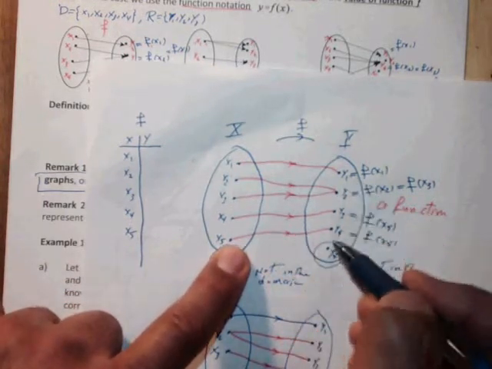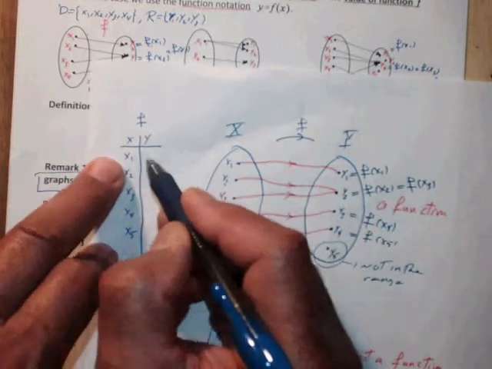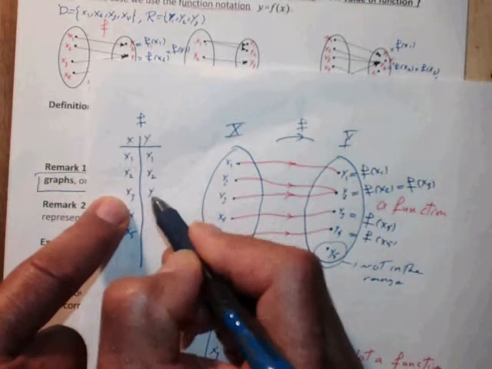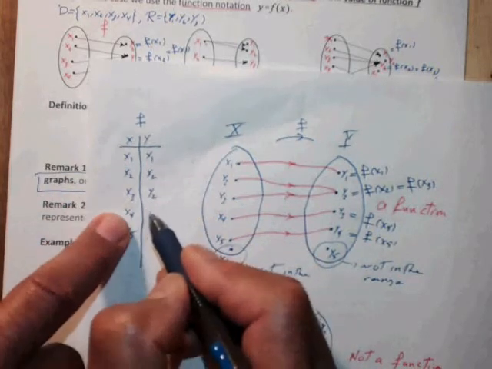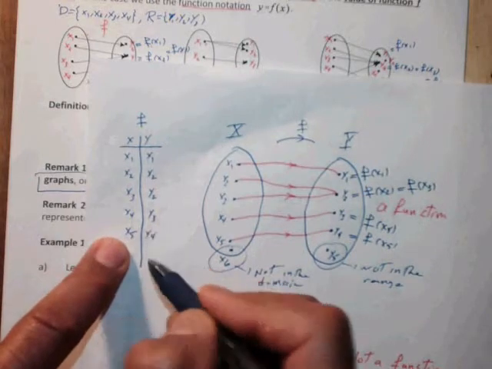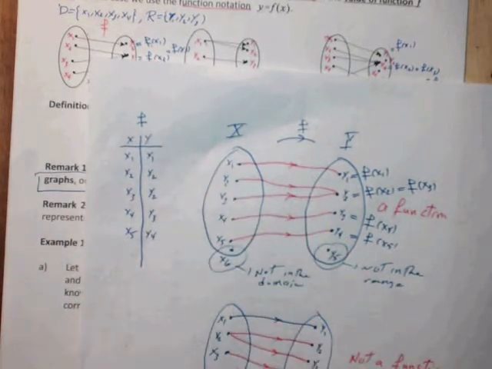And then the set of y values right in front of them. So x1 has y1, x2 has y2, x3 has y2, x4 has y3, and x5 has y4. You see, this is the table presentation of the same function.